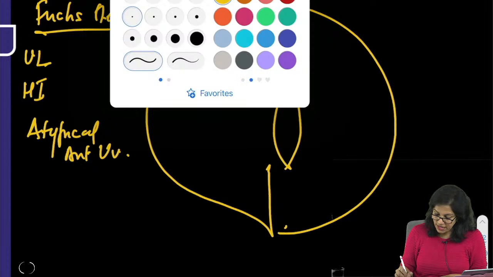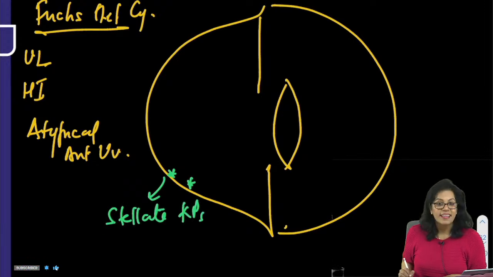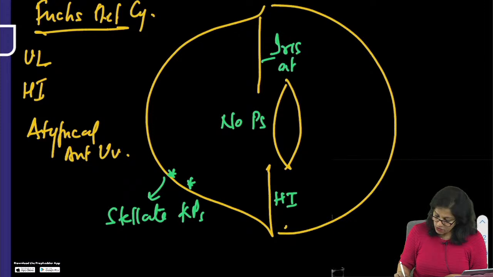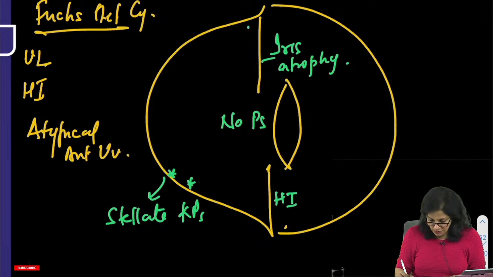What are the features we have to learn here? On the diagram, please, stellate KPs. Number 1, stellate KPs, keratic precipitates. HI, heterochromia iridis. No posterior synechia. Because of iris atrophy, there are atrophic patches in the iris. Okay? Done? Okay. And sometimes there can be exposed blood vessels in the angle.